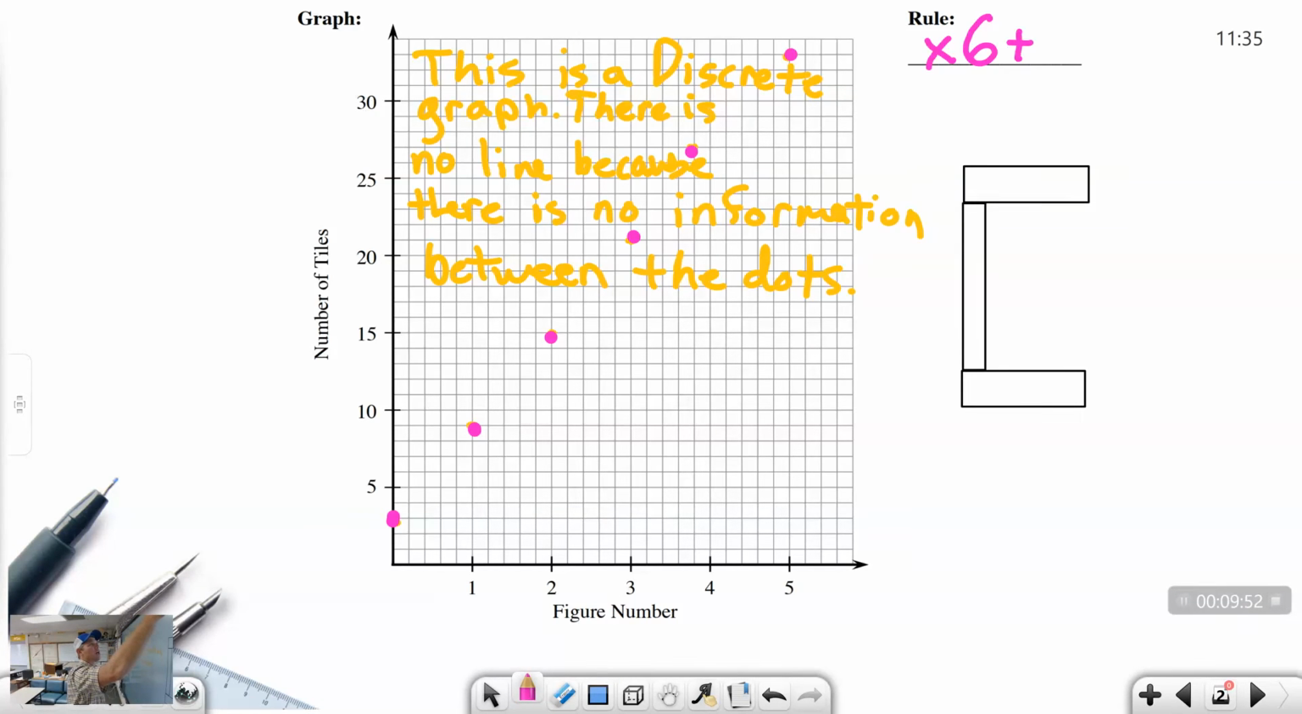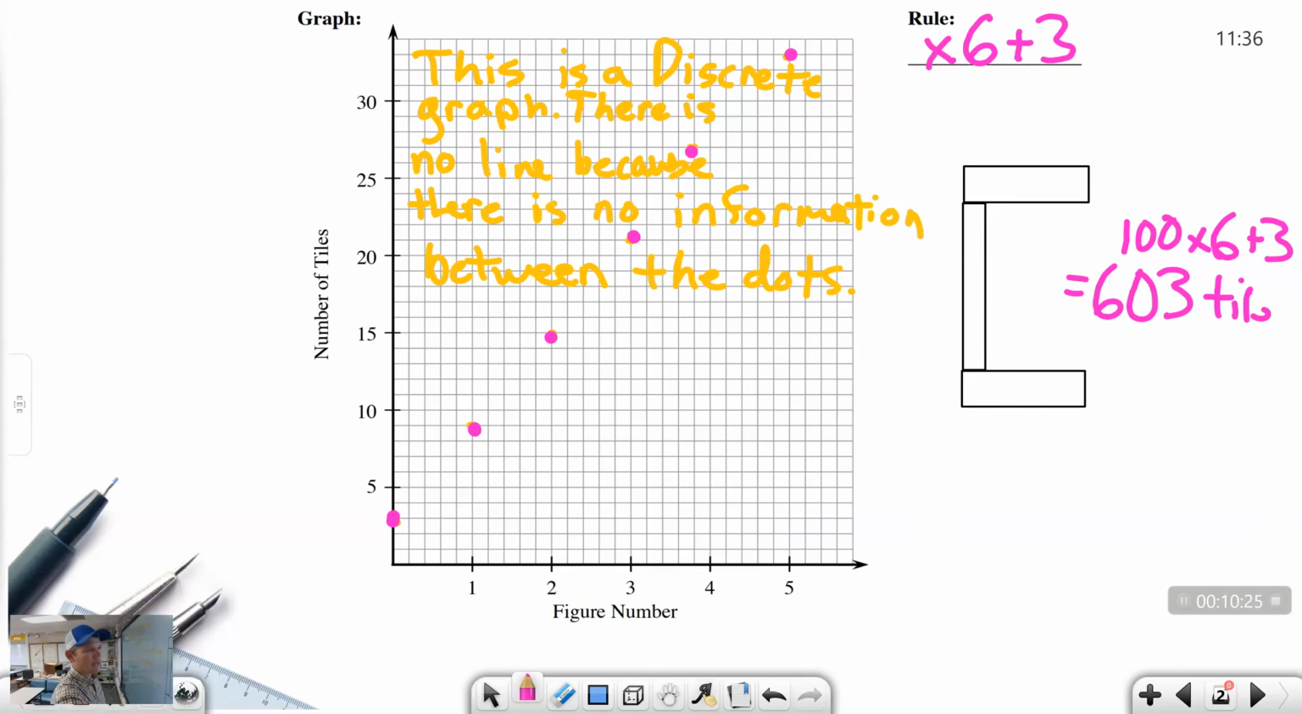Times 6 plus 3. Now this is going to allow us to figure out the 100th figure. Okay, the 100th figure is following this rule. Well, I know 100, don't actually write it right there. Write it down here somewhere. 100 times 6 is 600 plus 3 is 603 tiles.